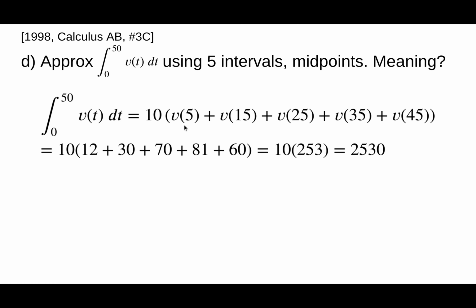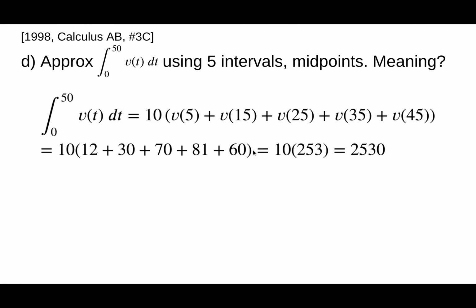And then make sure that when it comes to v of 5 and v of 15, you do substitute those values in. All right, how are you getting your answer of 2,530 if you're not showing what numbers you're using? All right, these numbers you can get directly from the table. V of 5 is 12, v of 15 is 30, and so on. So you must show these computations. It is a calculator active question, so you can let the calculator do the arithmetic for you. When you add up all those function values for v of t, you get 253. Multiply that by 10, you get 2,530.